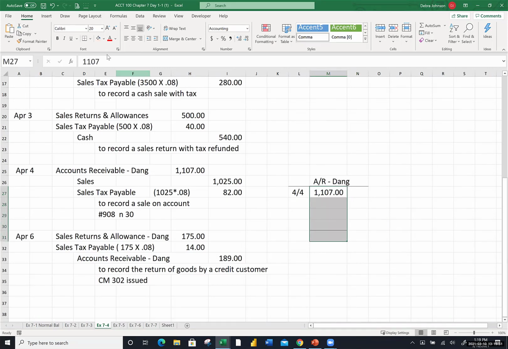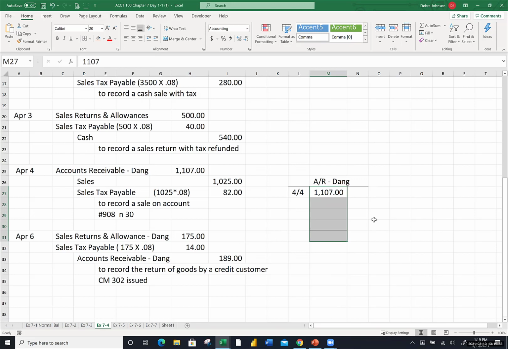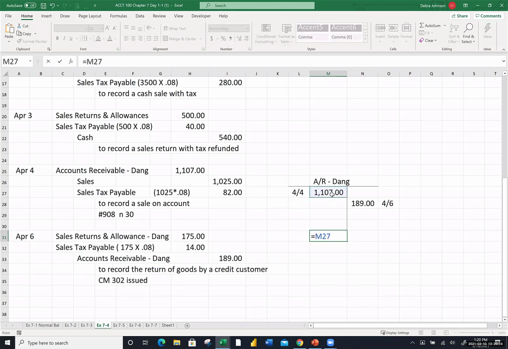Thought I put a line in there, apparently not. And then we had that return here for 189, and that was on April 6th. So again, I know what's around the bend. If you compute what's owed before any kind of discounts, now this one doesn't offer a discount, but they will in the future, that will keep you from making silly mistakes.